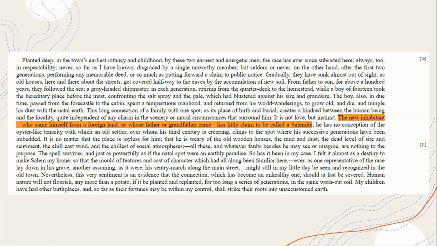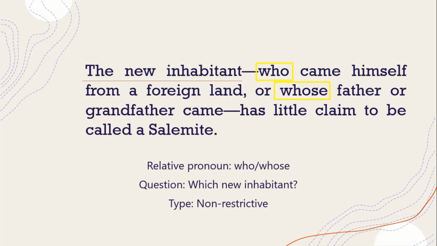The second example says, the new inhabitant who came himself from a foreign land or whose father or grandfather came has little claim to be called a Salemite. In the second example, we have two adjective clauses. The relative pronoun in the first one is who, so we ask, who is the new inhabitant? The second one is whose, and we ask, whose is the new inhabitant? Both are non-restrictive clauses because they are non-essential information. You should know that these types of clauses should be placed between commas or dashes.